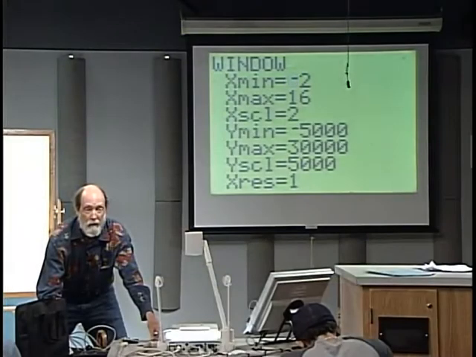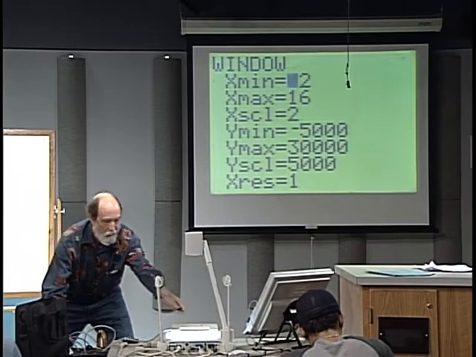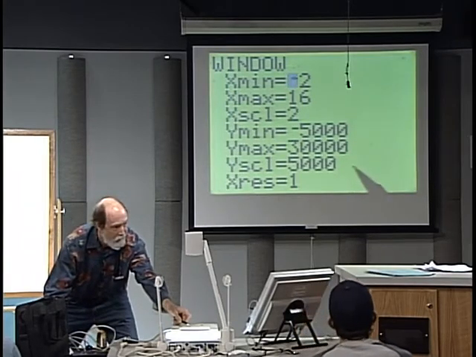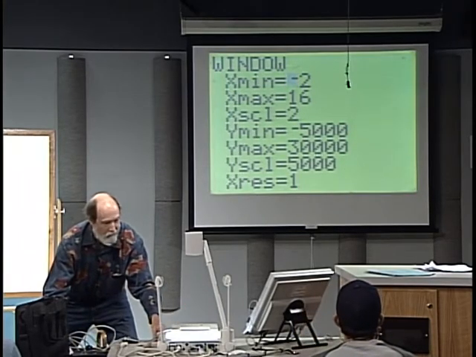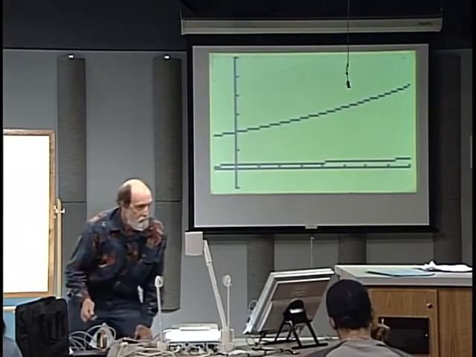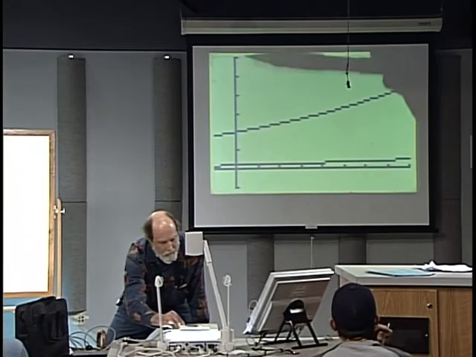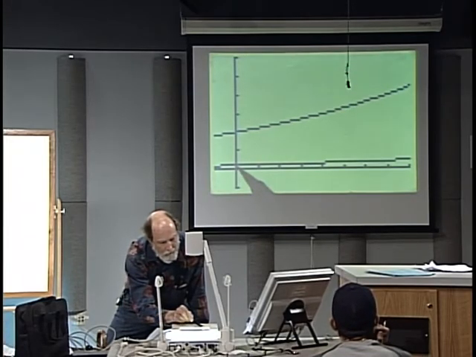So remember how I suggested to you earlier when you're doing demos in class, all you do is write the equations down, write the 6 window numbers down, which are here, and then draw yourself a box to show the image. So here's the graph. Remember, I went as high as 30,000 with 5,000 increments here.